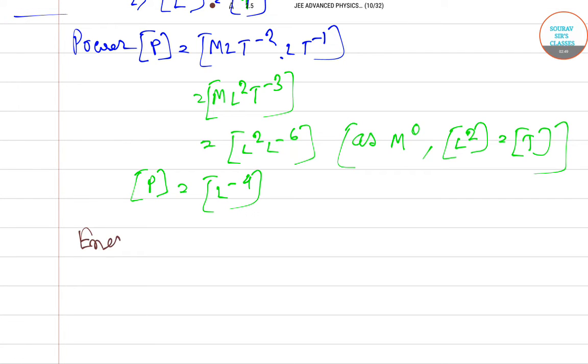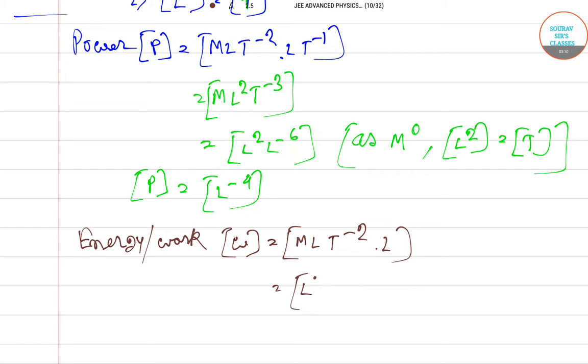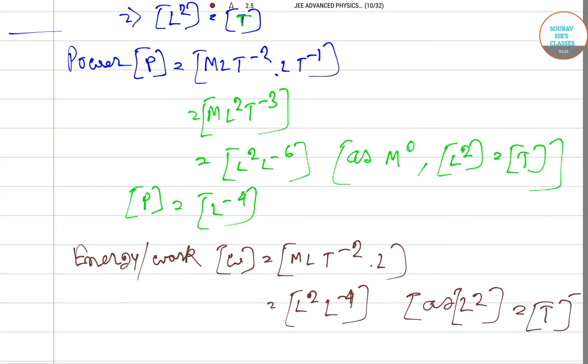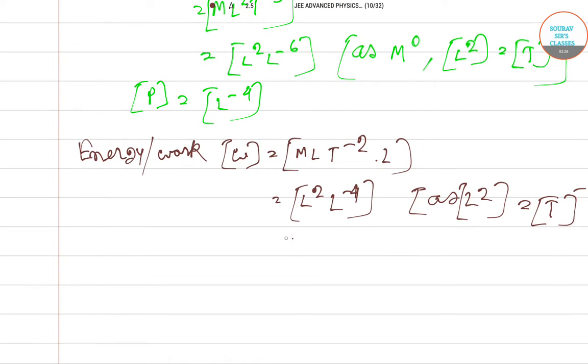What is the dimension of energy or work? Dimension of energy or work W equals M L T to the power minus 2 into L, which is equal to, here also the dimension of M is 0, L square into L to the power minus 4, as L square is equal to T. So we can write this equals L to the power minus 2.